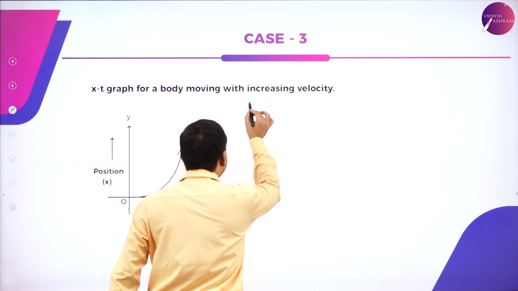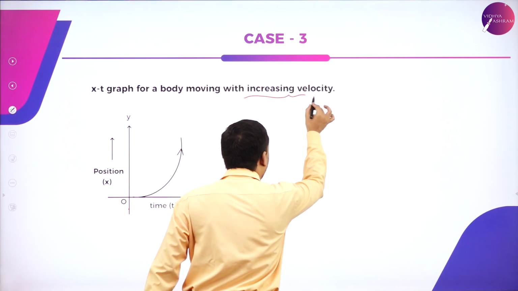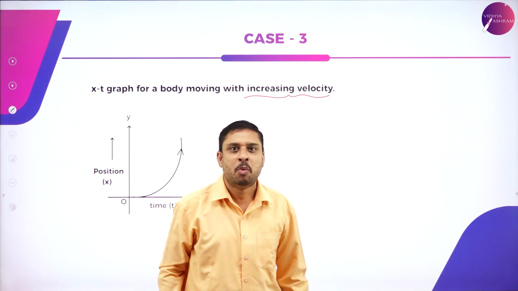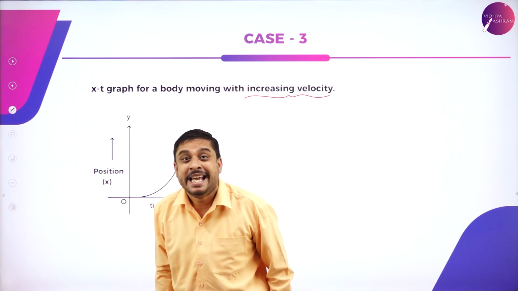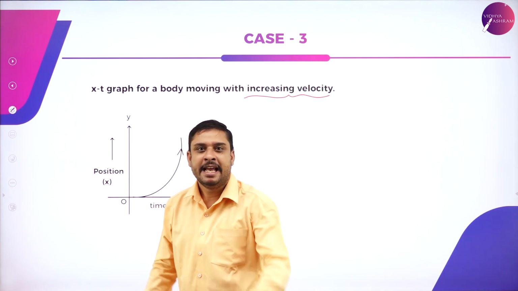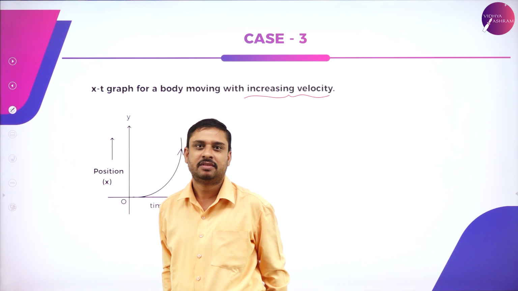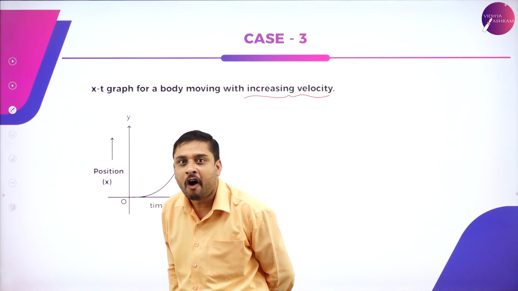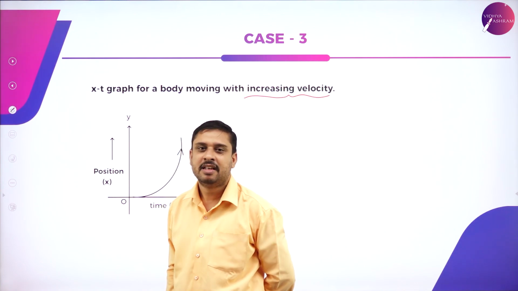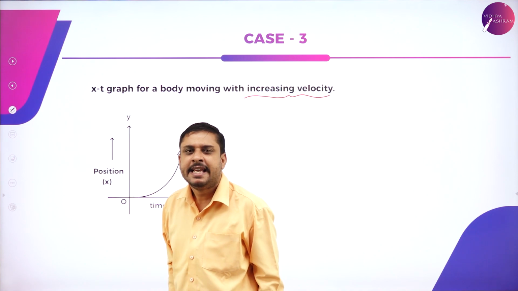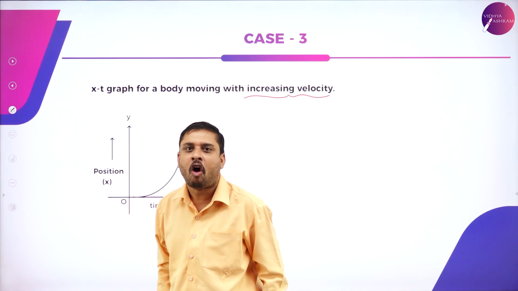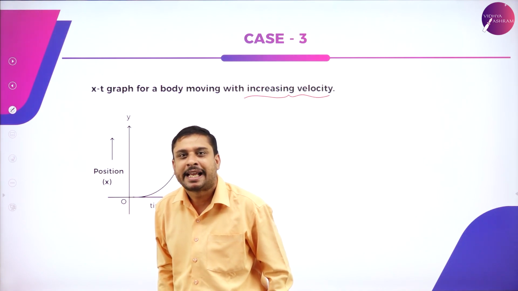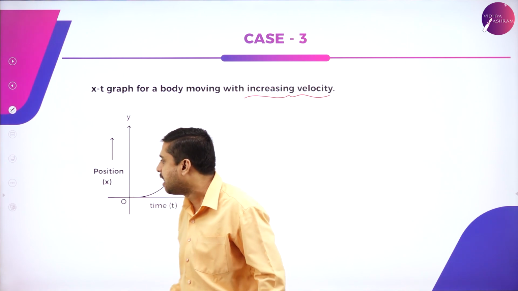XT graph for a body moving with increasing velocity. This is not a uniform increase in velocity. He simply says increasing velocity. So it cannot be a straight line.